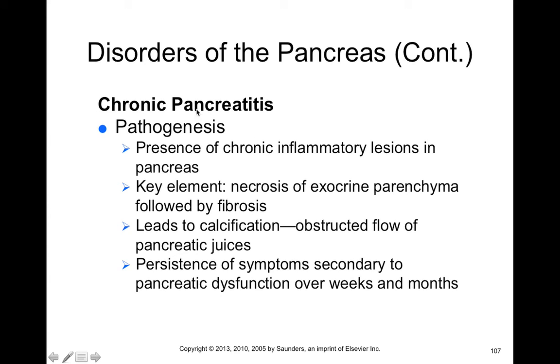And the pathogenesis of chronic pancreatitis is that we're going to see chronic inflammatory lesions in the pancreas and necrosis of exocrine parenchyma caused by and leading to fibrosis or scarring of the pancreatic tissue. This can lead to calcification, and those calcified plaques that can develop in the pancreatic tissue may obstruct the flow of pancreatic juices, and that obstruction itself can lead to further pancreatitis. Now, these symptoms are really secondary to pancreatic dysfunction over weeks and months.